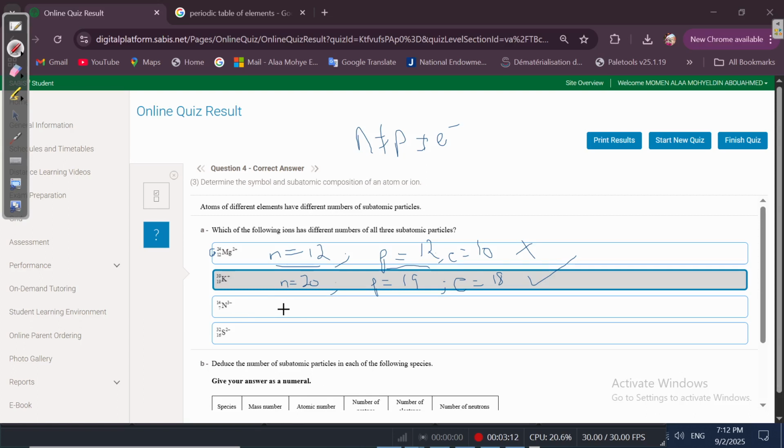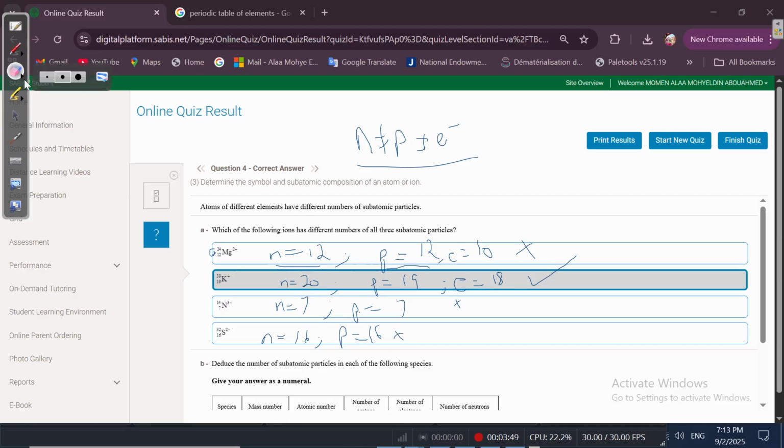Here the number of neutrons is 7, because 14 minus 7. Then the number of protons is also 7. Immediately you can stop, because the neutrons and the protons are both 7, and this contradicts our statement. Moving on. This is not a solution. Sulfur: the neutrons are 32 minus 16, which is 16. And the protons are 16 as well. So you can stop. It contradicts our statement.